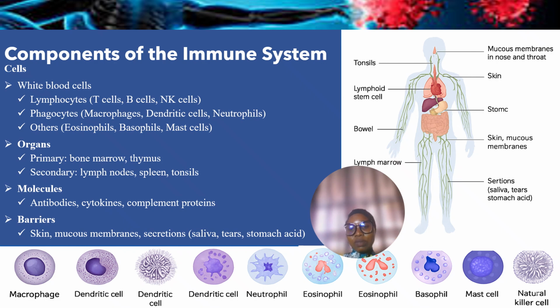Secondly, we have the organs. We have the primary lymphoid organs and the secondary lymphoid organs. The primary lymphoid organs are the bone marrow and the thymus. The bone marrow is where all blood cells are produced and B cells mature. Then we have the thymus where T cells mature.